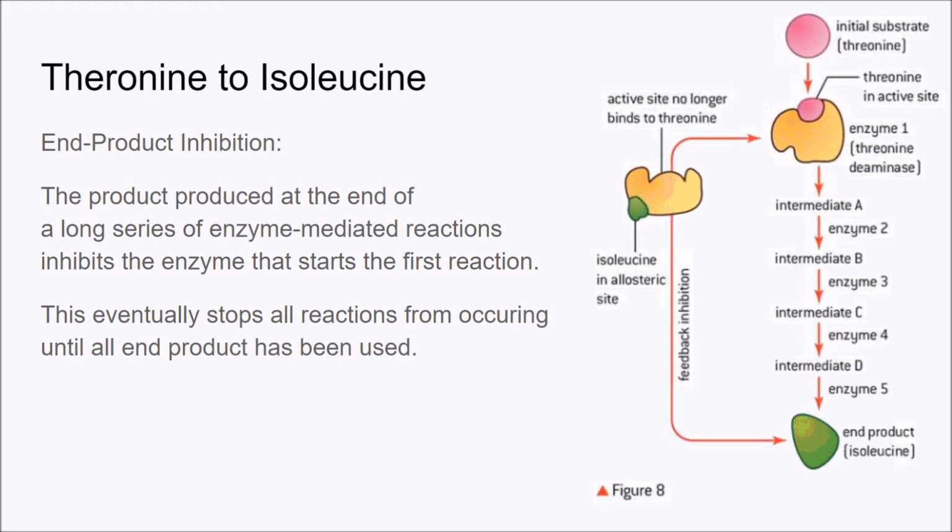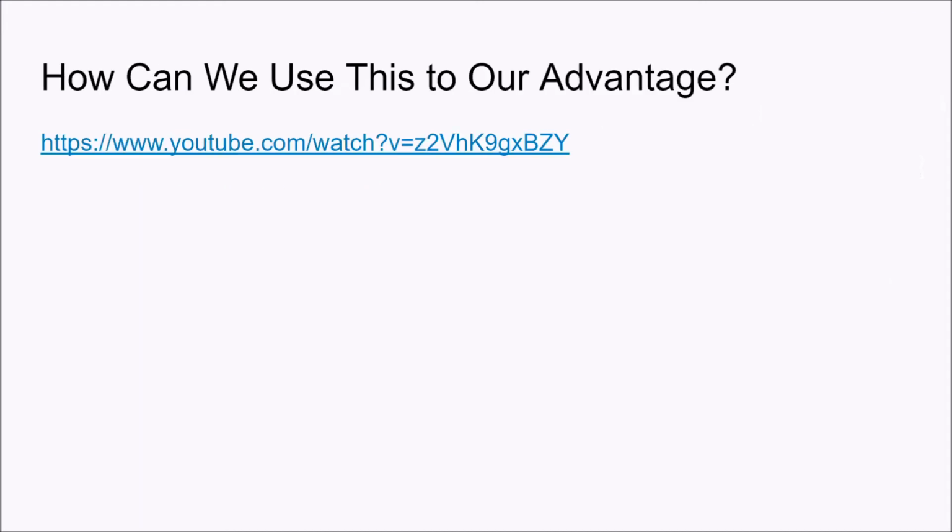So it's pretty cool. So take a look at how your toilet works, and that's a great example of end product inhibition. The thing that you produce, the water, actually stops the entire reaction until you kickstart it again.